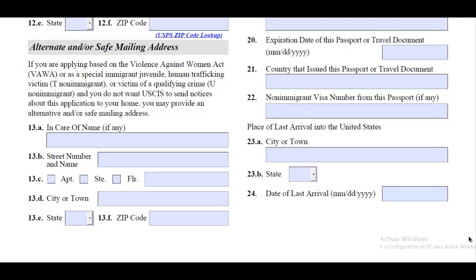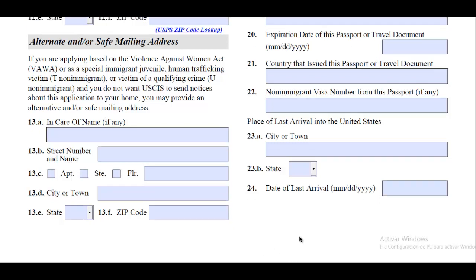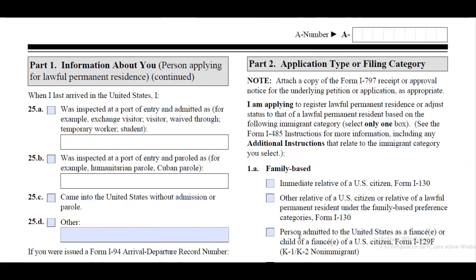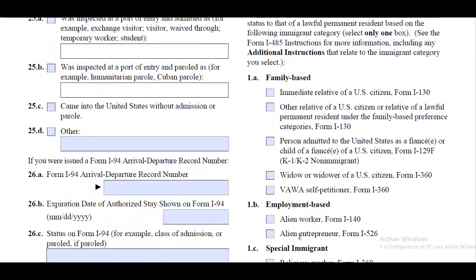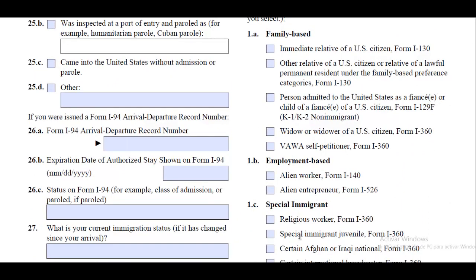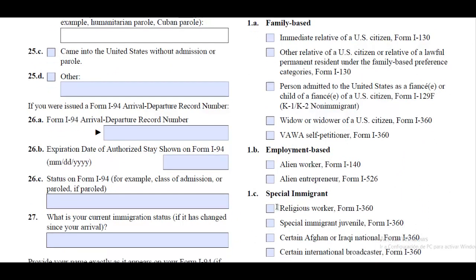Some people, mostly students and exchange program visitors, have no exact expiration date, so they are here for the duration of status, denoted by D/S on the I-94. If that applies to you, enter D/S in the answer box. Okay, so that's for the expiration date. When it asks you for the status, which is here, 26C.